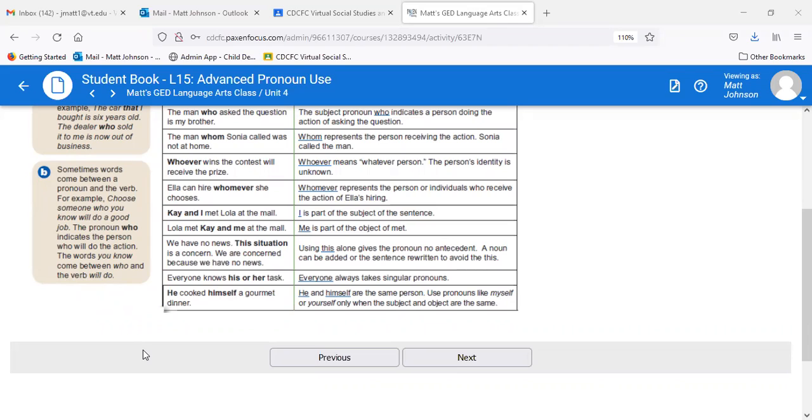He cooked himself a gourmet dinner. He and himself are the same person. We want to make sure that our pronouns match. Use pronouns like myself or yourself only when the subject and object are the same. Those subject and object have to be in agreement. So he, himself, she, herself, you, yourself.